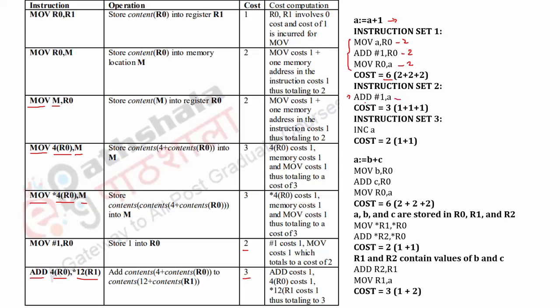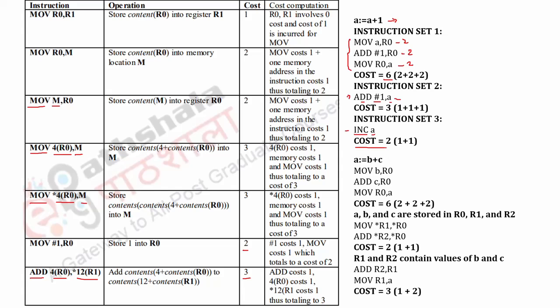If you take this, for this add the cost is 1, for this hash 1 the cost is 1, for this a the cost is 1. So the total cost of this entire instruction will be 3. And then next, instead of doing that also, I can even directly go with one instruction called INC. It will increment the value which is present inside a. So the total cost will be, for this INC the cost is 1, for this a the cost is 1. So 1 plus 1, the total cost of this particular instruction will be 2.